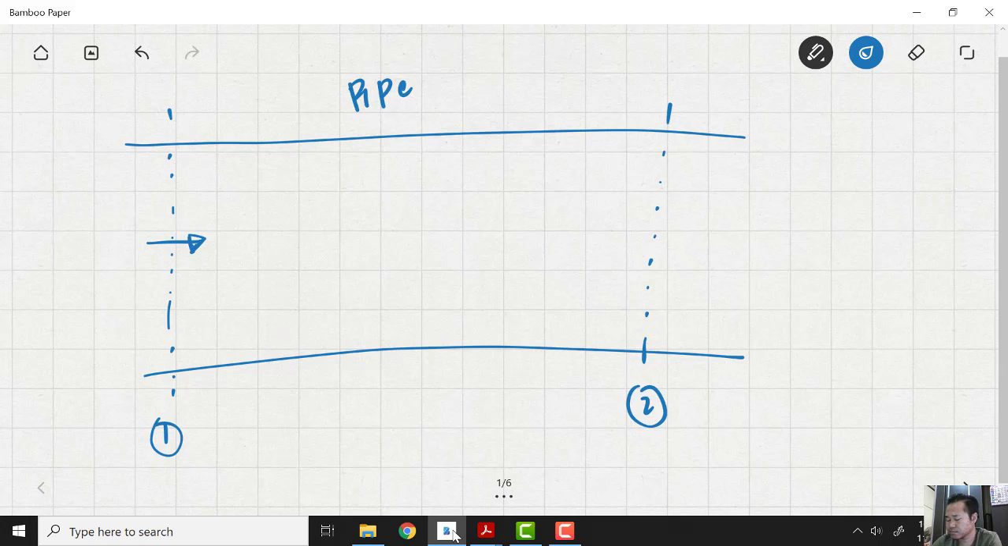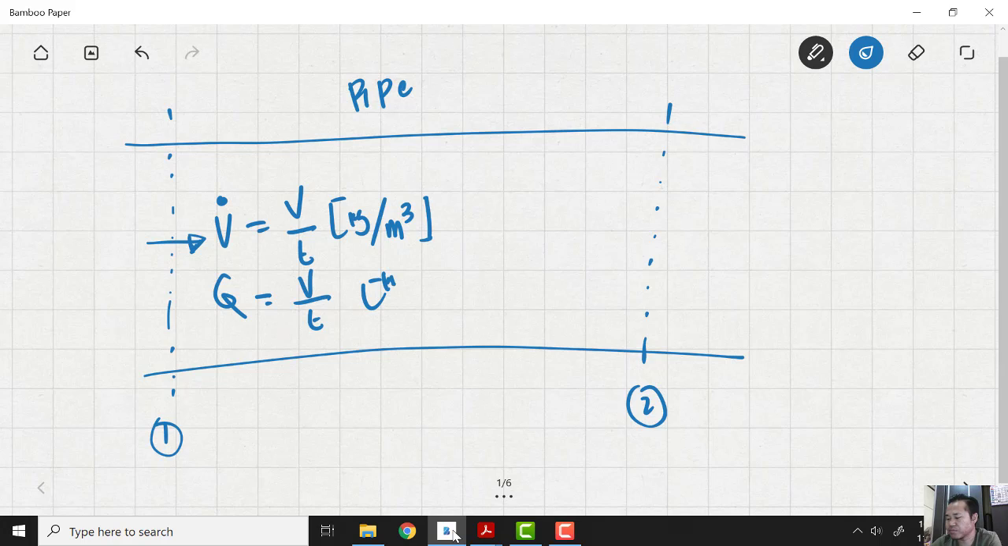So the volume flow rate means that V dot means volume per time. The volume over time, the unit is, sorry, it's not kilogram over meter cubic. It's meter cubic over second. This is the volume flow rate. Or you can write it as Q equal to V over time, meter cubic over second.